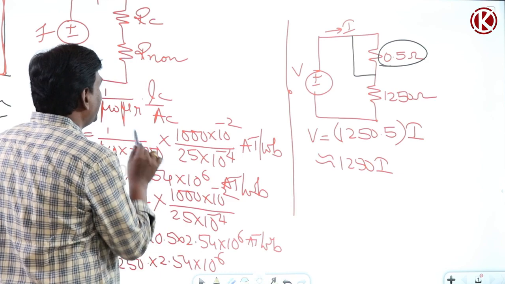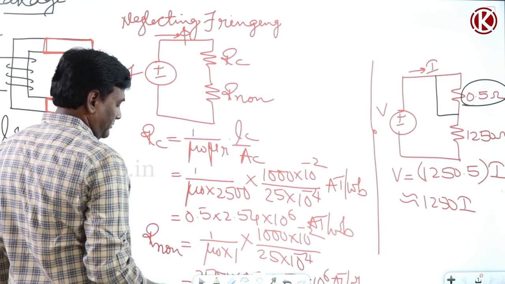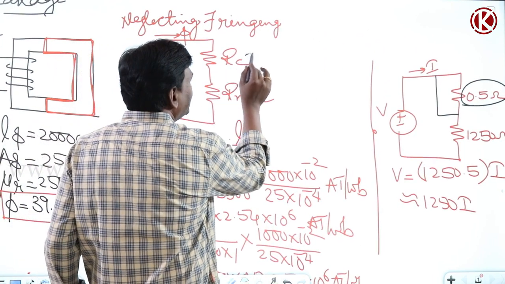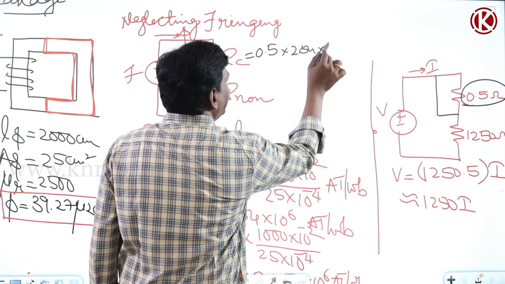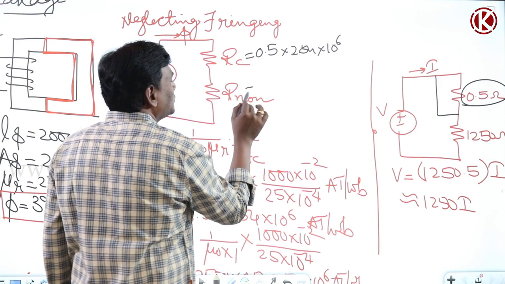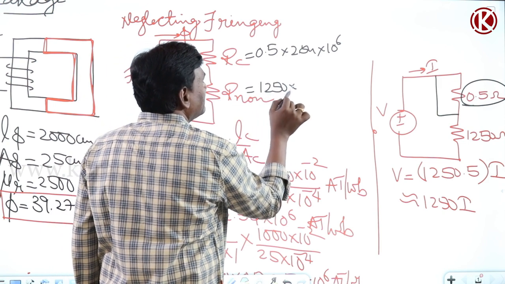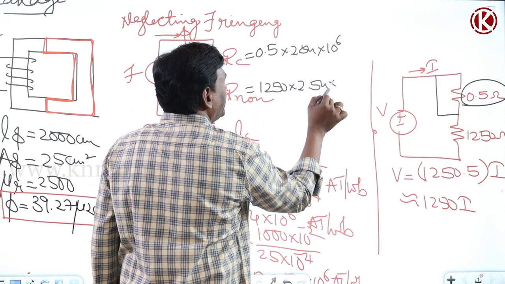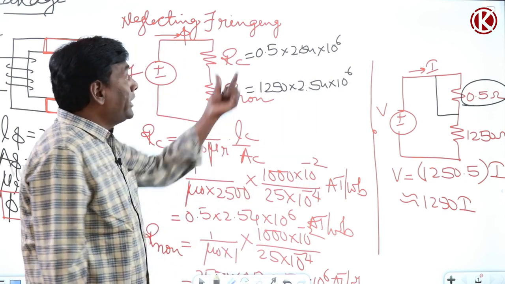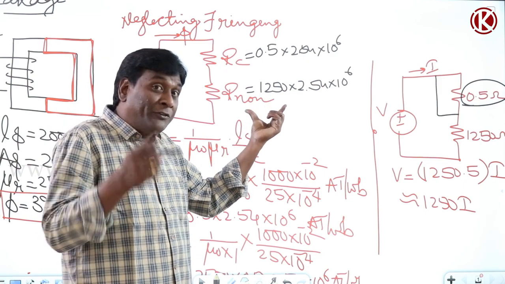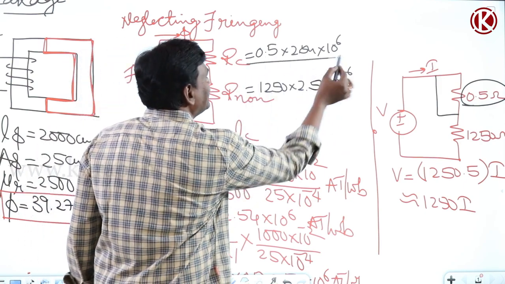Now if I come back to here, how much is this? This is going to be 0.5 into 2.5 or something into 10 to the power of 6, and this is going to be 1250 into 2.54 into 10 to the power of 6. Now 0.5 into something, 1250 into something, can I neglect this or not?